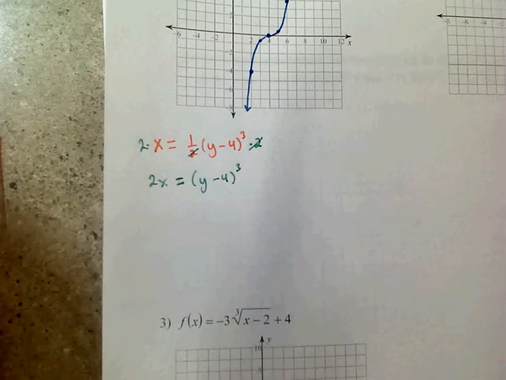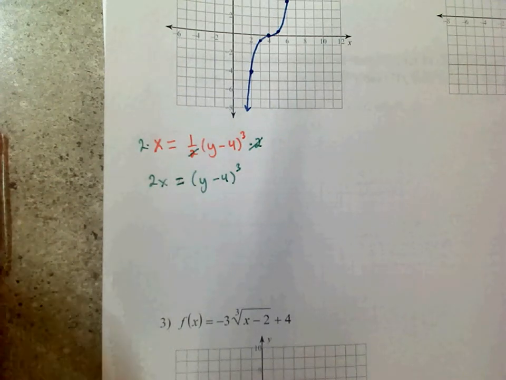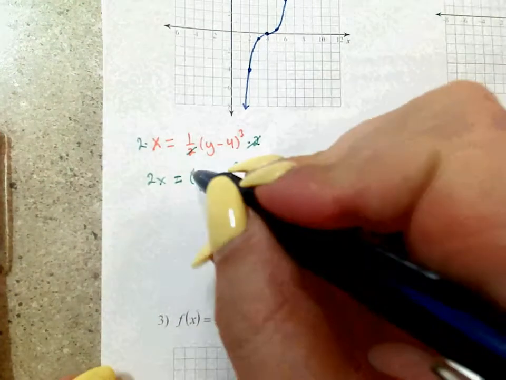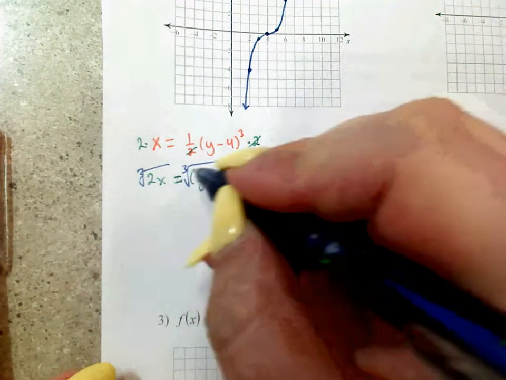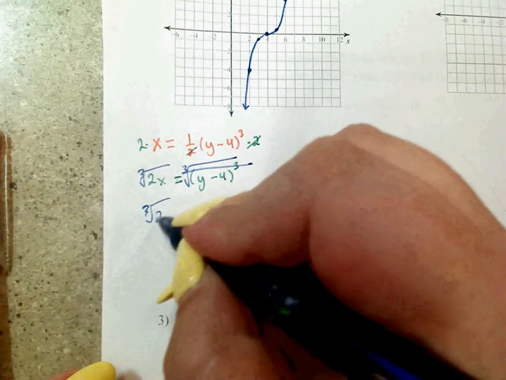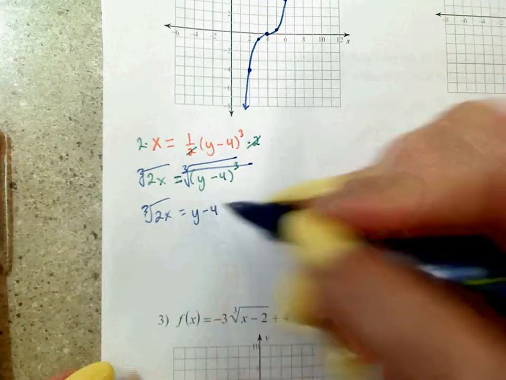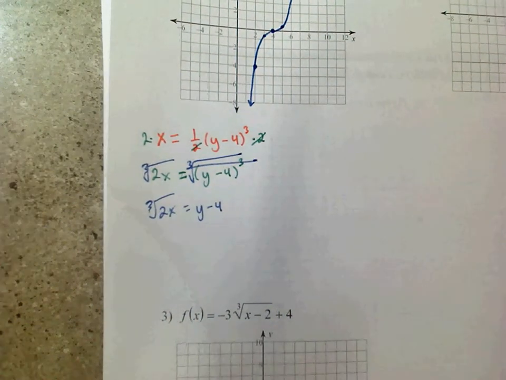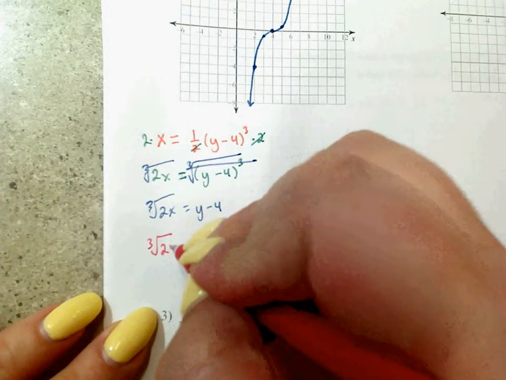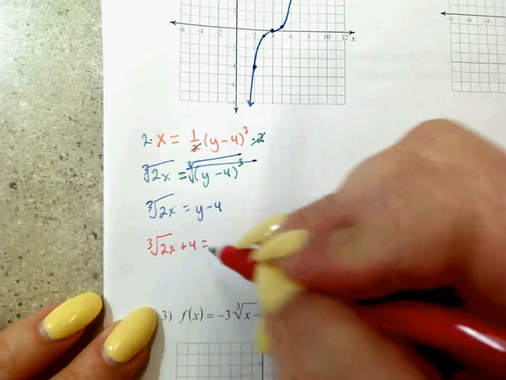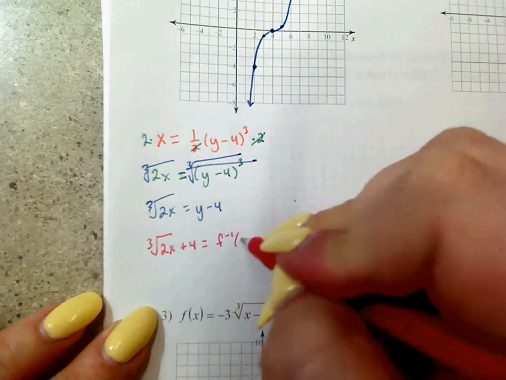The next thing I'm going to do is undo the power of 3, which is with the cubed root. So I'm going to take the cubed root of both sides. With the cubed root, you don't need to worry about plus or minus, so it's the cubed root of 2x equals y minus 4. And the last thing I'm going to do is add the 4. So the cubed root of 2x plus 4 is f inverse of x.